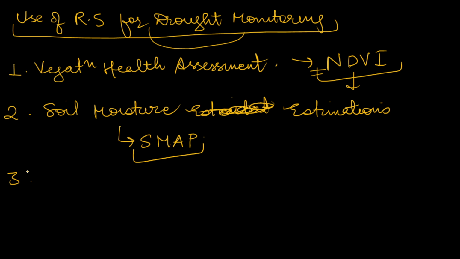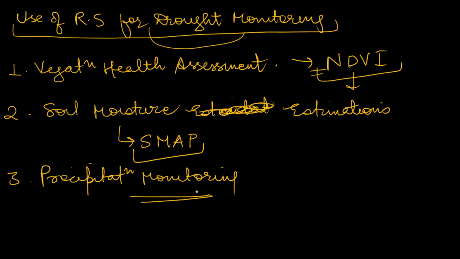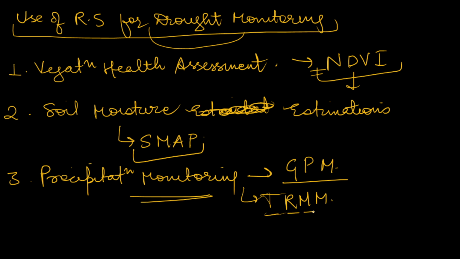We can do precipitation monitoring, because in drought we can check whether precipitation is going to happen or not. If it is not going to happen, we can plan various things accordingly. Here we generally use GPM, the Global Precipitation Measurement, or we can use TRMM, the Tropical Rainfall Measuring Mission. Both can be done through remote sensing.